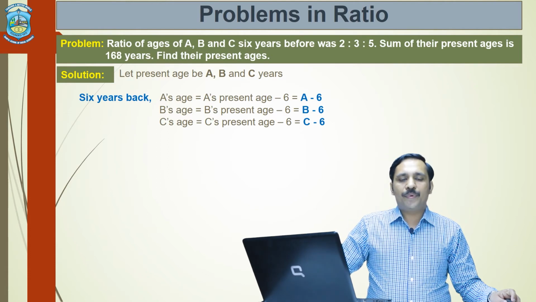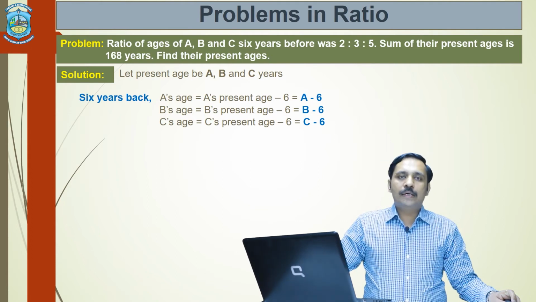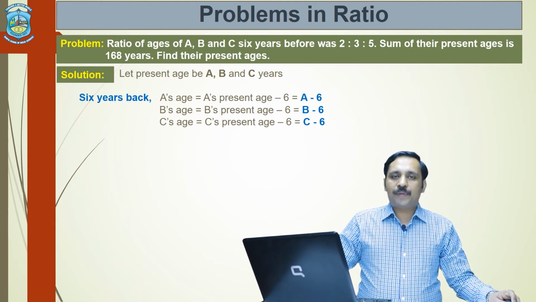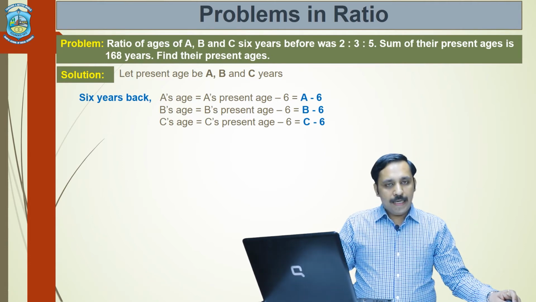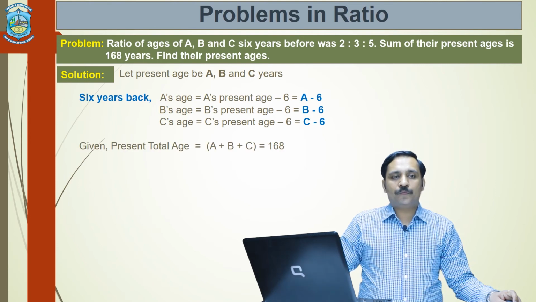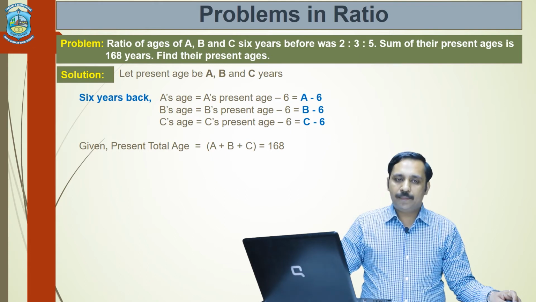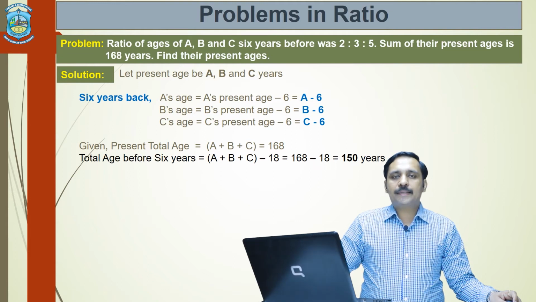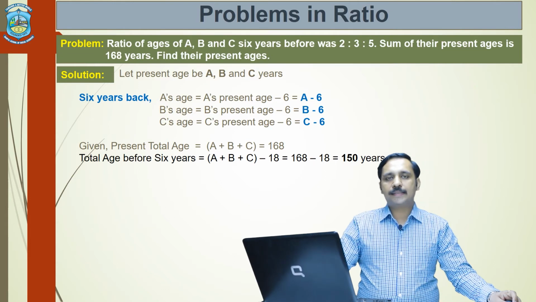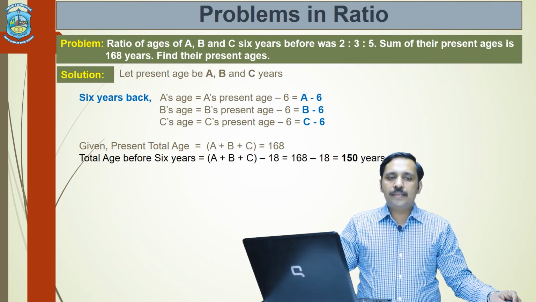And B's age 6 years ago was B's present age minus 6, that is B minus 6, and 6 years ago the age of C was C's present age minus 6, that is C minus 6. It is given that the present total age of A, B and C, that is A plus B plus C, is equal to 168. Now the total age before 6 years was A minus 6 plus B minus 6 plus C minus 6, that is A plus B plus C minus 18, which is equal to 168 minus 18.